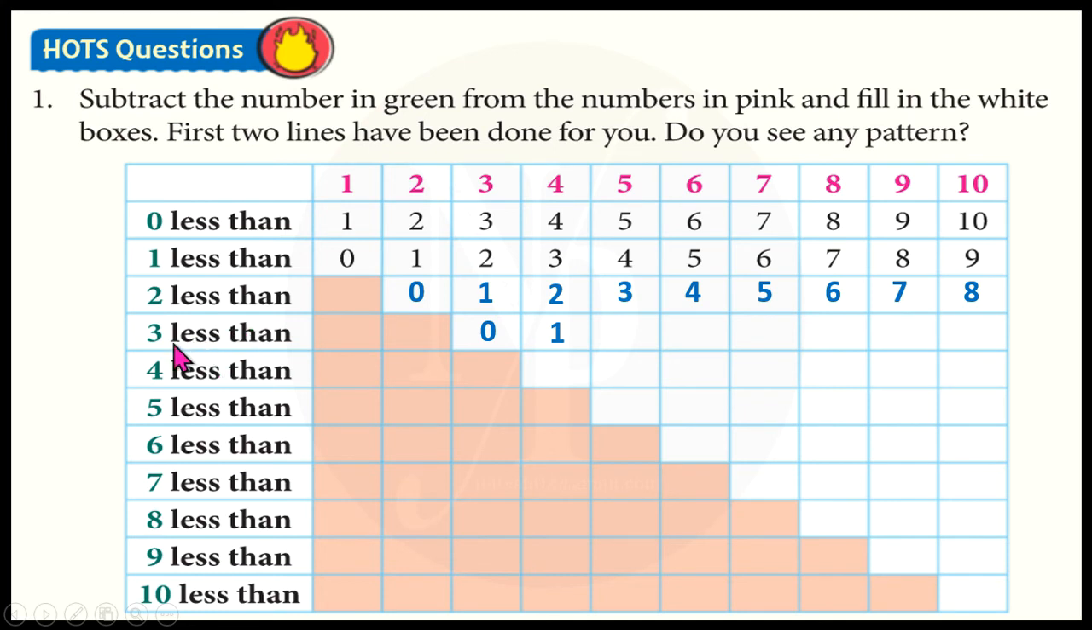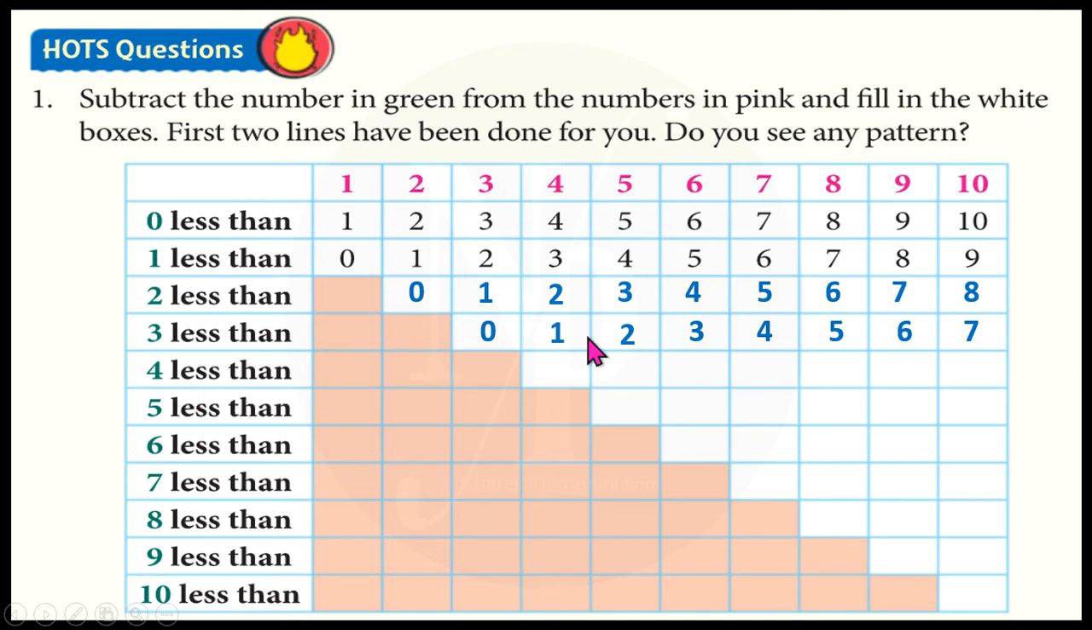And then 3 less than 5 is 2. 3 less than 6 is 3. 3 less than 7 is 4. 3 less than 8 is 5. 3 less than 9 is 6. 3 less than 10 is 7. Similarly, we should go on filling these boxes.